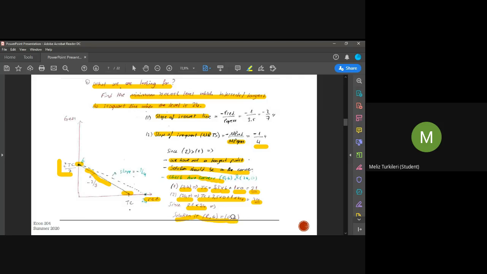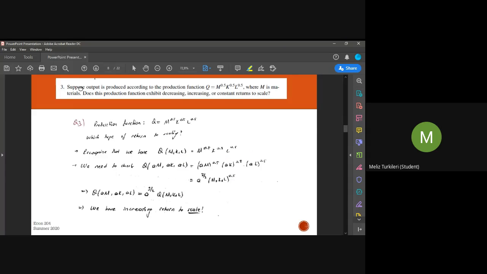Okay. This shows the quantity of red pill and quantity of green pill that our consumer or our producers are going to use to find out the minimization. Okay, that's all. Let's go on. If you don't have any questions, I'm going to go on with this third one.